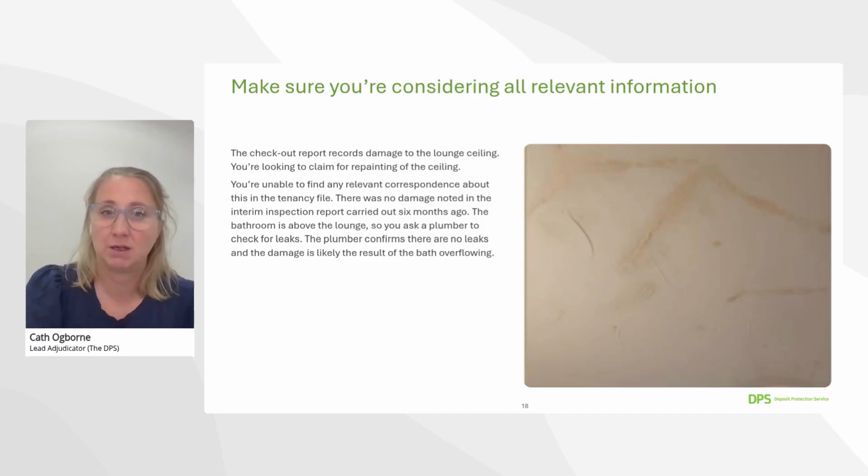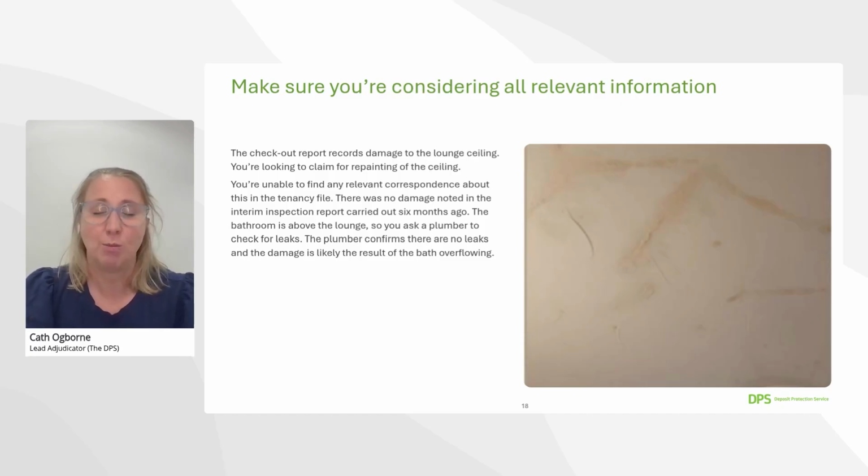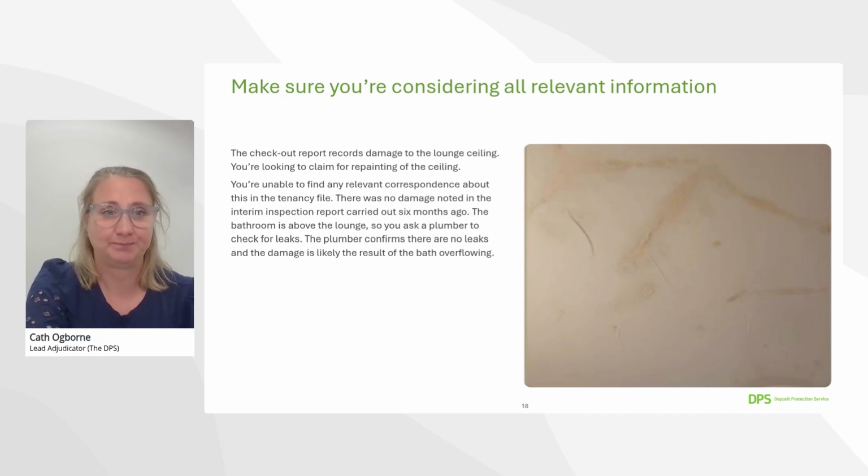So you get a plumber to come along and have a little look and see what's going on. And they confirm that there's no leaks and that the damage is likely to be the result of the bath overflowing. So you've got the same damage for all intents and purposes here, but on one example we've looked at, there's not going to have been a breach because it's not anything that the tenant's done wrong, whereas in this example, yes, it does seem that the tenant's done something wrong. They've been letting the bath overflow, so there is potentially going to be a claim there.